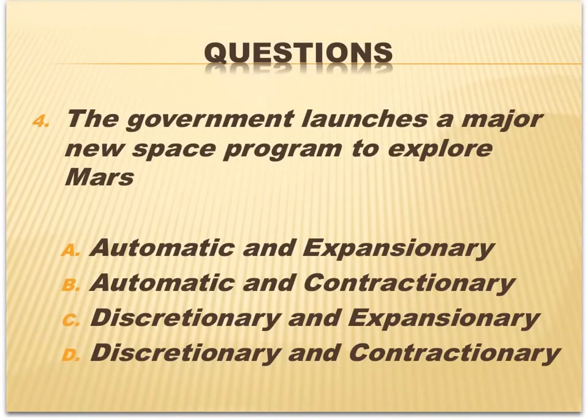Finally, the government launches a major new space program to explore Mars. Is that going to happen automatically, or is Congress going to have to appropriate some money for that? Clearly, the latter. This is going to be discretionary. And they're going to spend a lot of money, maybe build a new space center, train astronauts, give big contracts for parts of the spacecraft to Boeing. So clearly, they are expanding the economy. This is discretionary and expansionary.